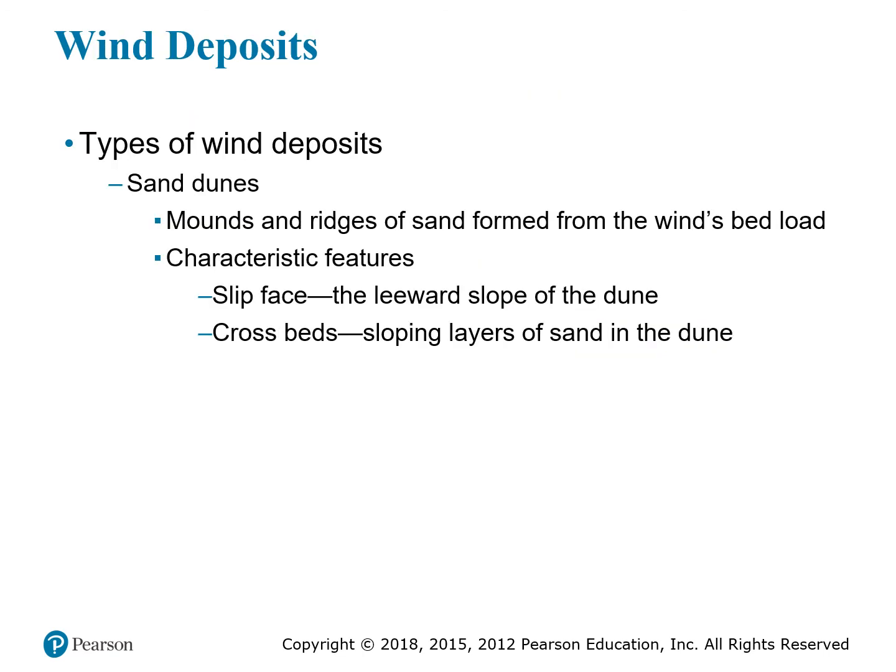And some of these wind deposits will create sand dunes. Sand dunes are just mounds and ridges of sand that form as a result of wind pushing sand back and forth throughout a really dry region. Okay, the slip face of a sand dune, that's the leeward slope of the sand dune. And then there's another feature of sand dunes called crossbeds, and this is where sloping layers of sand overlap and cover other layers of sand.